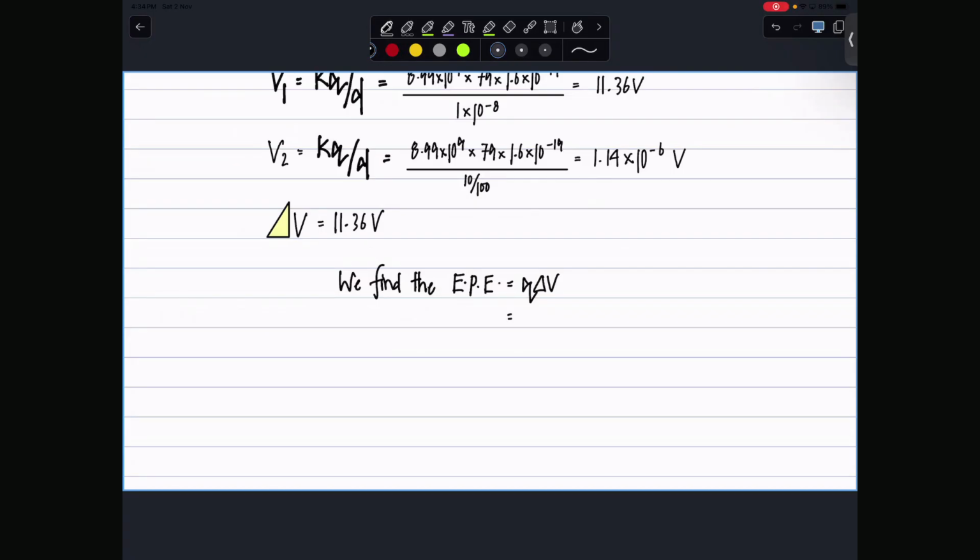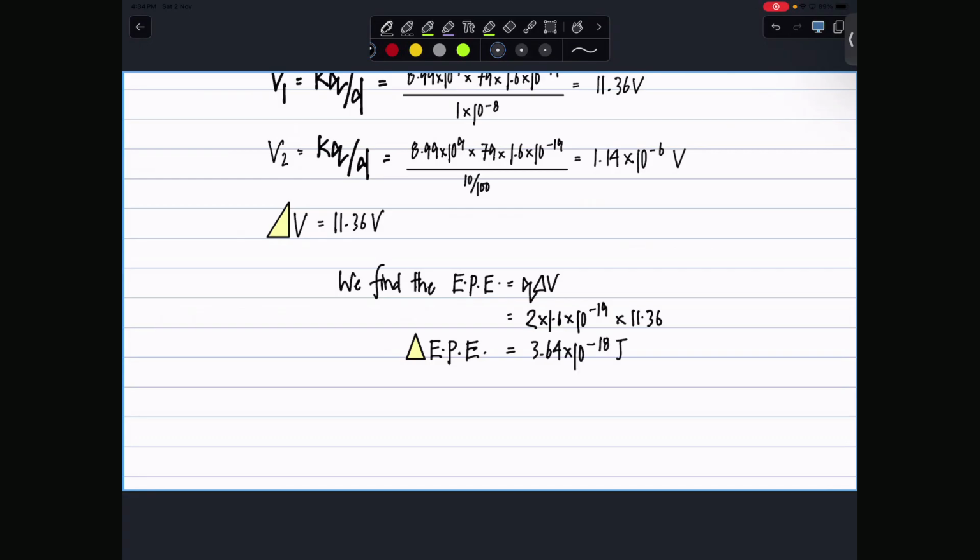So the question was who's moving? Plus 79 or plus 2? Plus 2, right? So this is going to be 2 into 1.6 into 10 to the power minus 19 into 11.36 volts. That will give you your change in EP. So how much electrical potential energy is changing here? Then I'll ask you a question, but first wait a bit. Into 10 to the power minus 18 joules.